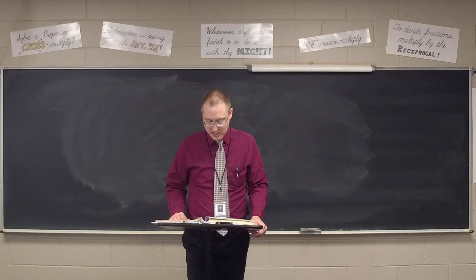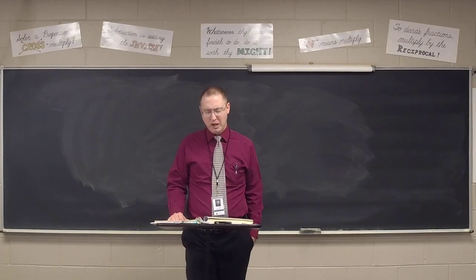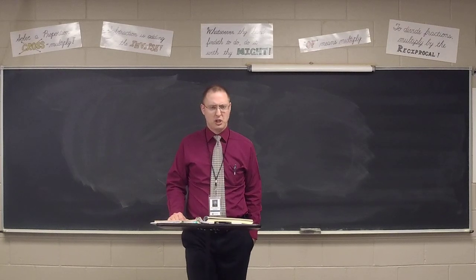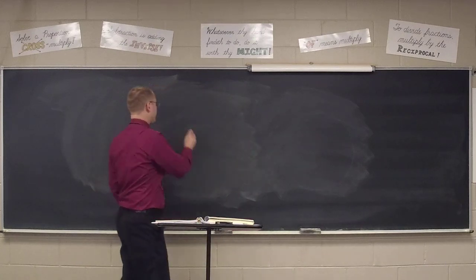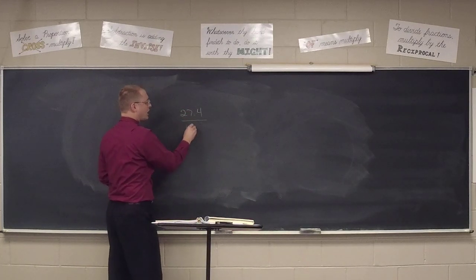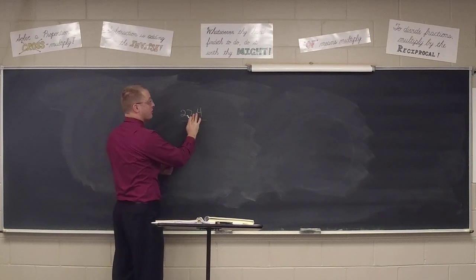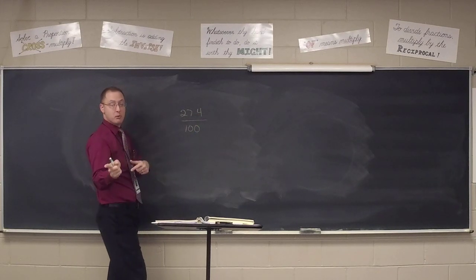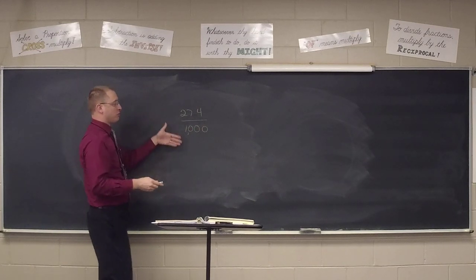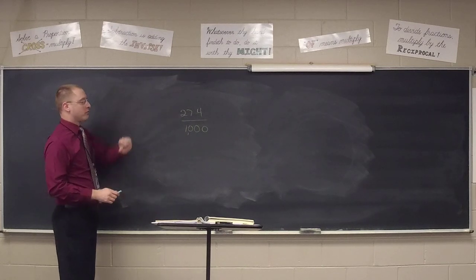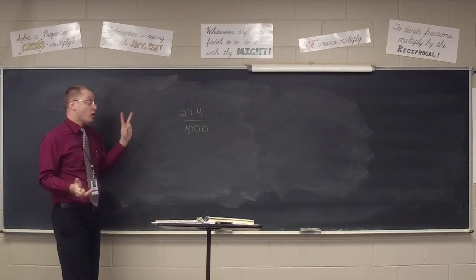We have 27.4%, which means 27.4 hundredths. But can you have a decimal within a fraction? No. So if we have 27.4 hundredths, I've got to move the decimal out. To move the decimal out in the top means I also would have to move the decimal out in the bottom, in the denominator. And now we'll try to reduce from here. Clearly, we can reduce both of these numbers at least by two. I don't know about anything else, but I know two will work, right?